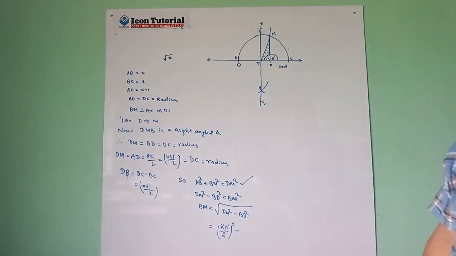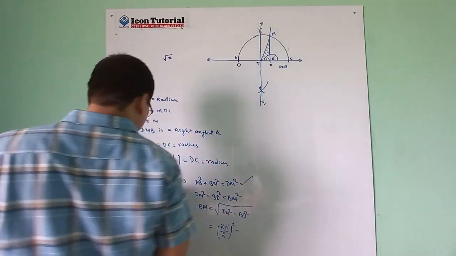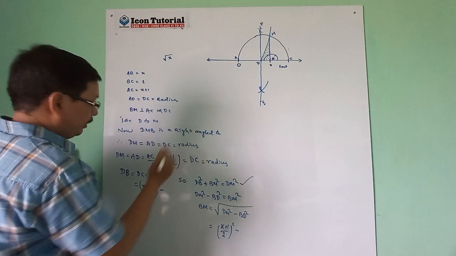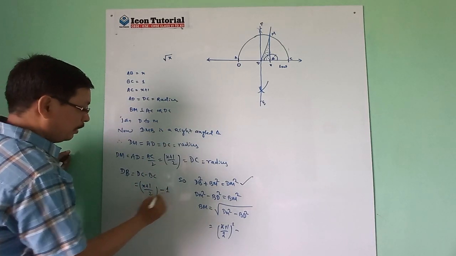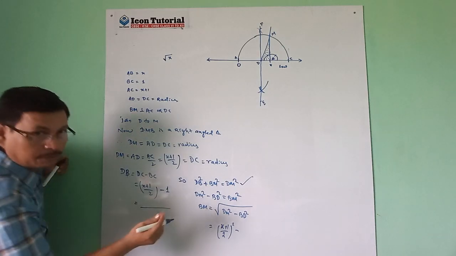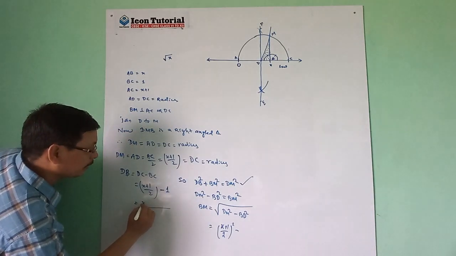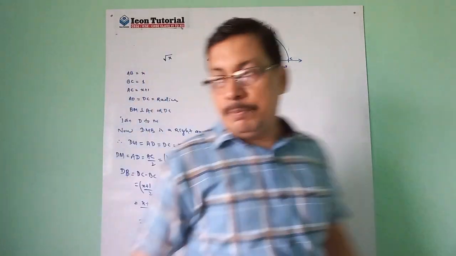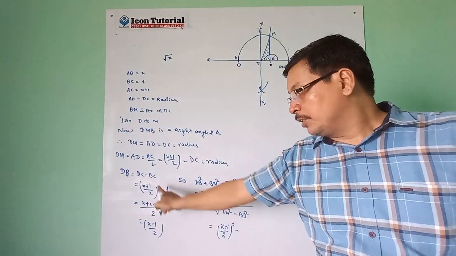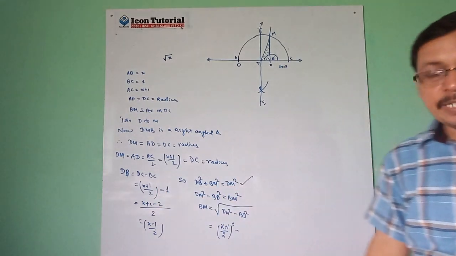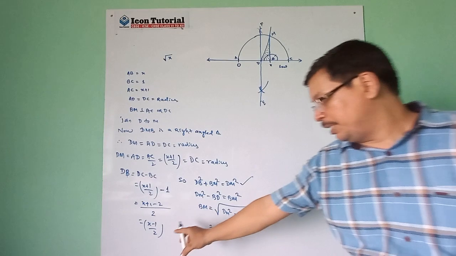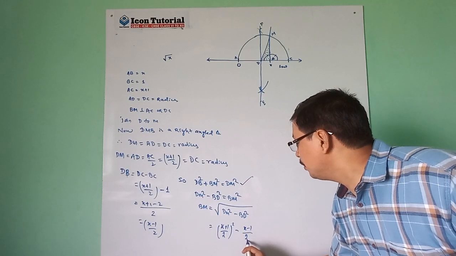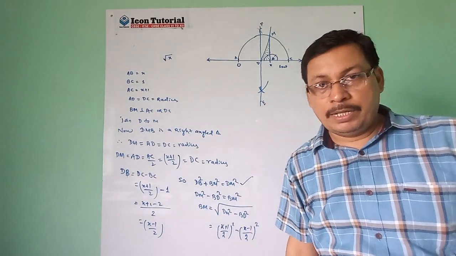BD, what is the value of BD? BD is not completed here. BD is DC minus BC, and BC means 1. This value we have not calculated yet. So it is (x+1)/2 minus 1, which is (x+1-2)/2, finally (x-1)/2. The BC value was not put here, now I put it. So in place of BD, you put this value, (x-1)/2, whole square. Clear?